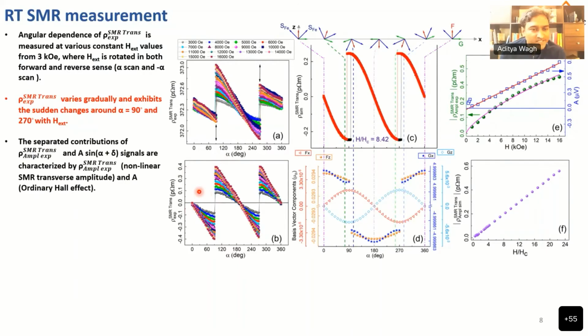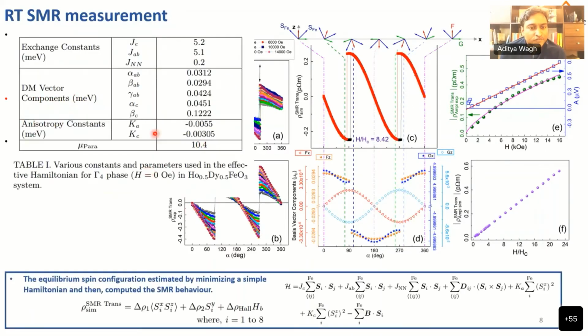In order to understand this, we are now trying to compute the SMR. In one of the earlier slides, I showed that there is a simple model Hamiltonian we are using. We find the equilibrium spin configuration by minimizing this energy. In this table, we have listed all the numbers we used. We borrowed some reference numbers from parent systems, like the RFUD systems, and changed them a bit. With these we are able to find the equilibrium spin configuration.